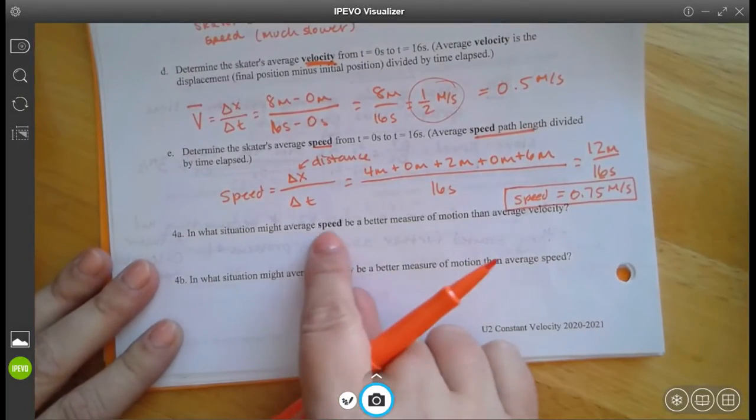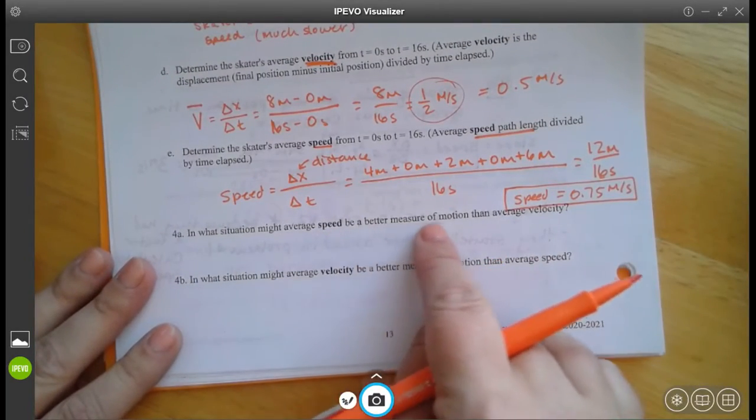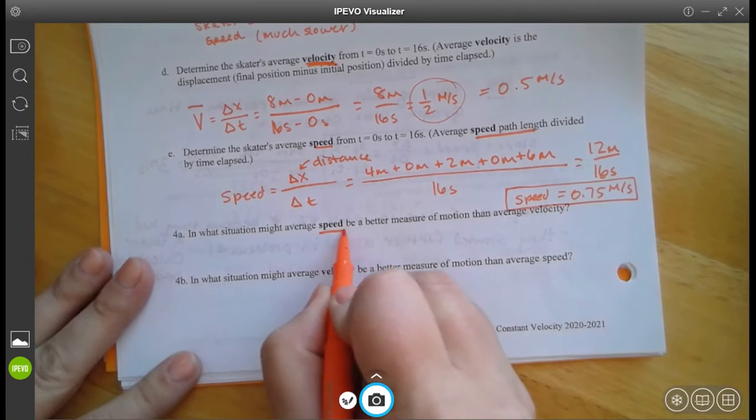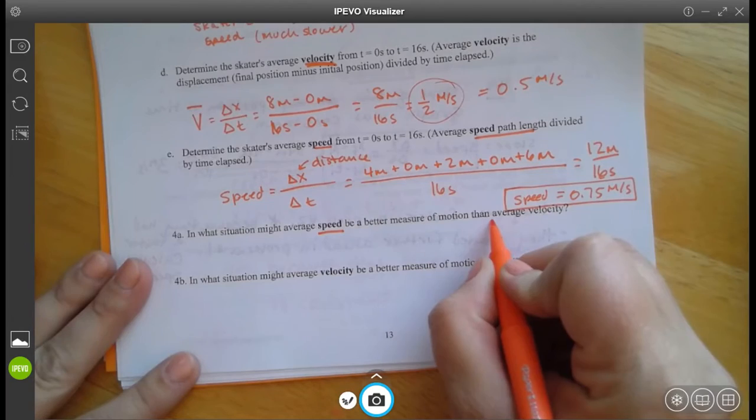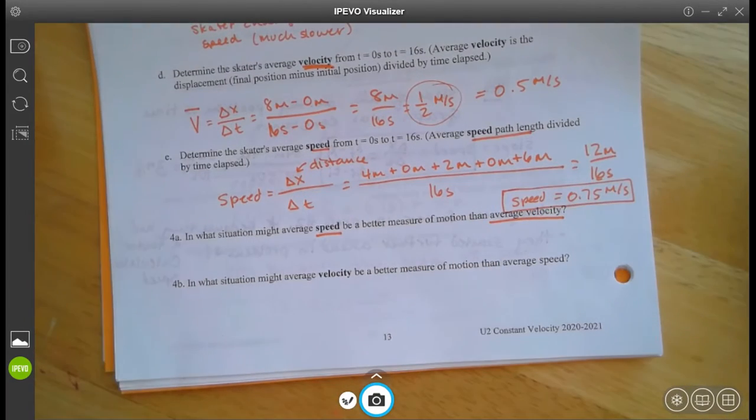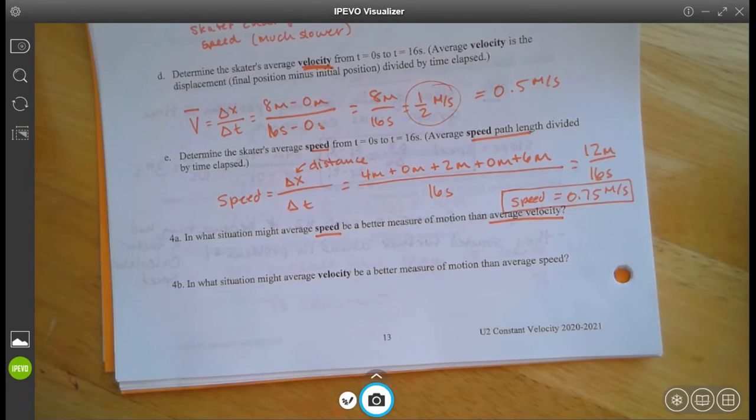So our next question. In what situation might speed be a better measure of motion than average velocity? Did you guys have any thoughts about that you wanted to share? Do we have any track athletes out there? I think we do. So consider if you're going to run a track, right?